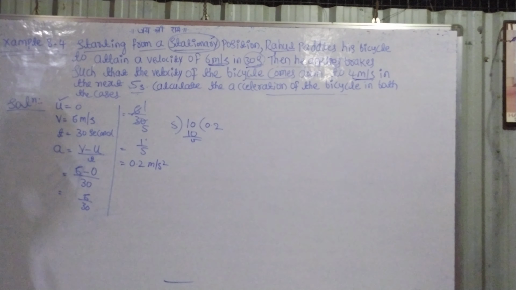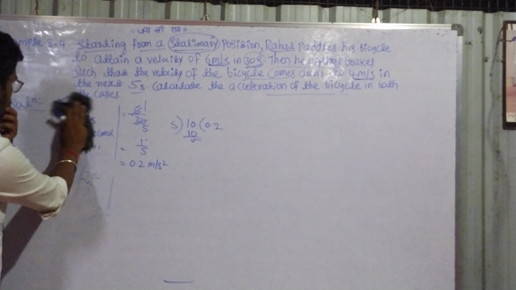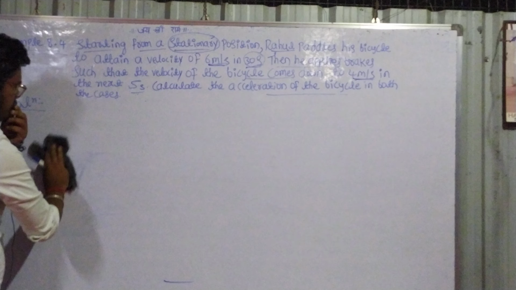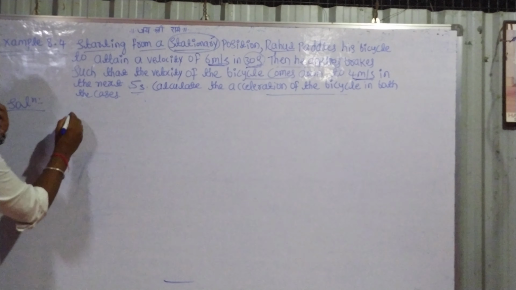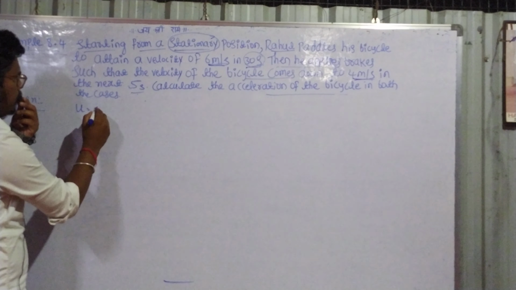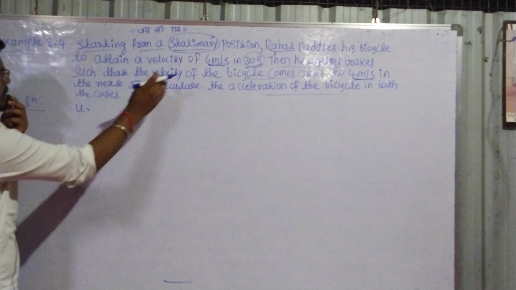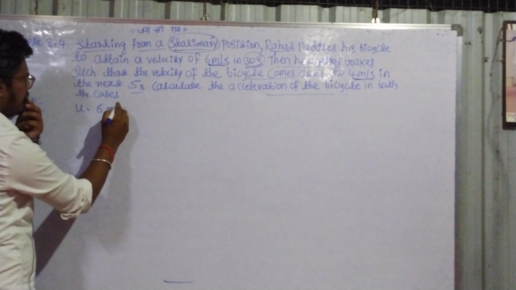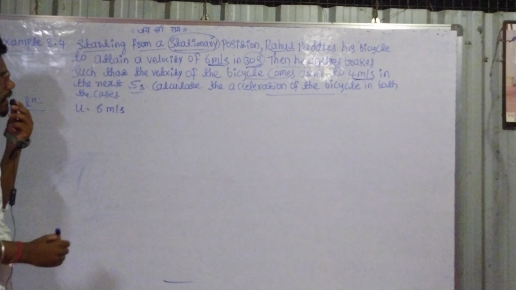Okay, so second case. We will again discuss the second case. The initial velocity now becomes 6 meter per second, and the final velocity decreases to 4 meter per second. And the time it took for reducing the speed from 6 to 4 is 5 seconds.